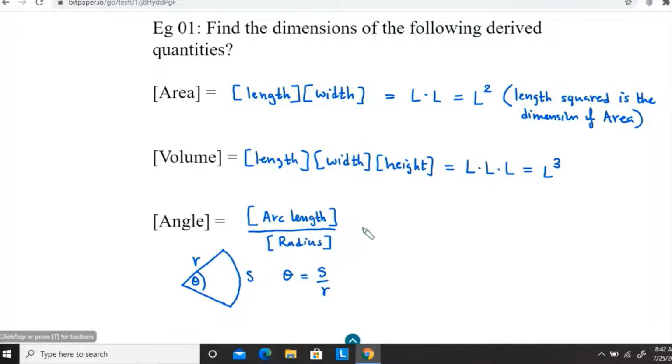Now arc length has the dimensions of L. Radius is also a length measurement. So it has the dimensions of length. So then you can see this becomes 1. And this is a special type of a physical quantity where the angle has units, namely radians or degrees, but it is dimensionless. There are no dimensions. For example, we can write this as L to the power 0, where exponent is 0, and we call it a dimensionless physical quantity.